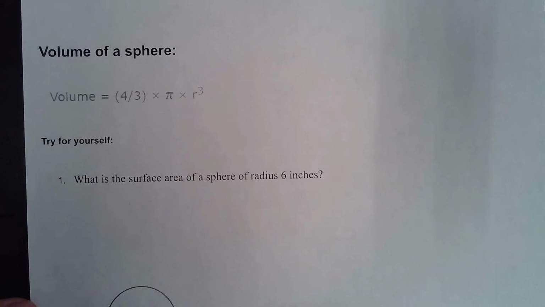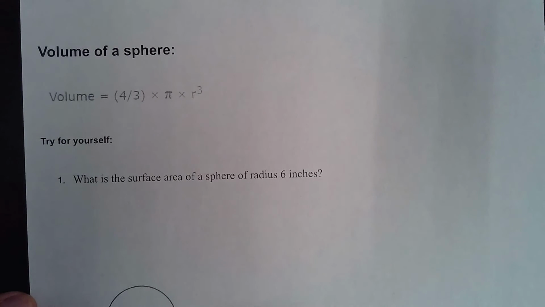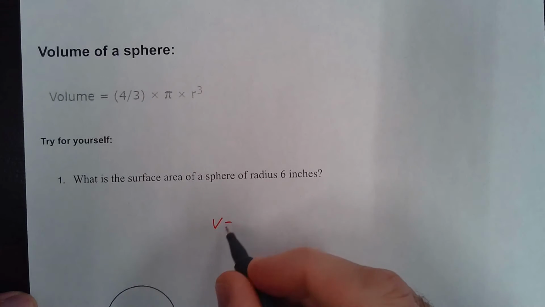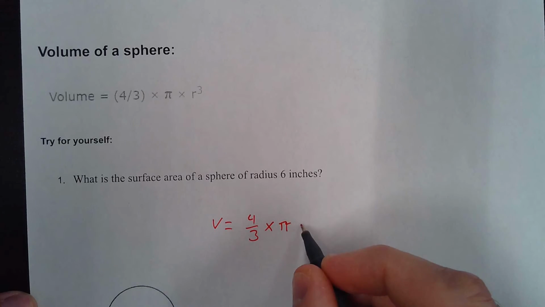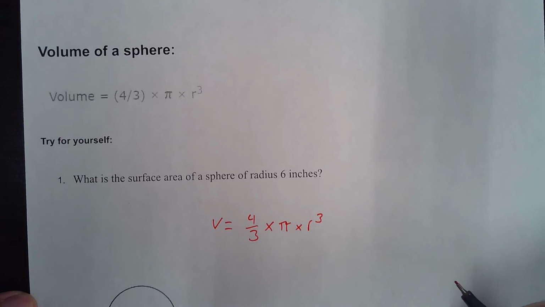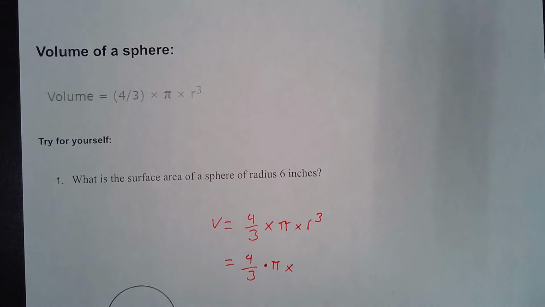So let's jump down to our problem down here. First, let's write our equation. Volume equals 4/3 times pi times r cubed. So we'll go down and find our r. That's our only variable here. So r, remember, is to the center of the circle. So volume equals 4/3 times pi times 4 cubed is 64.